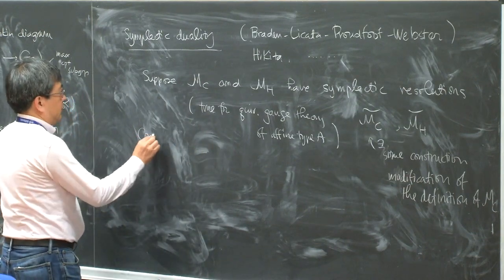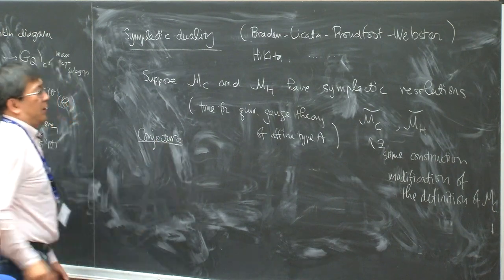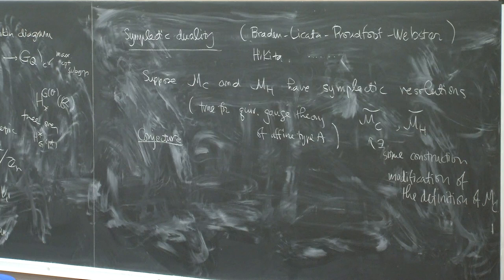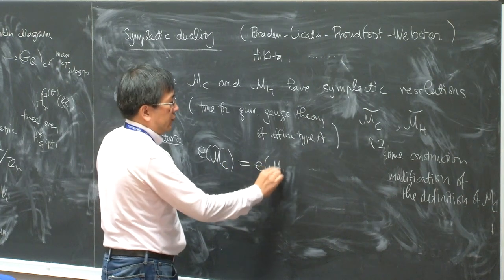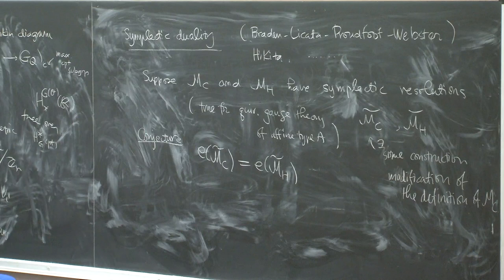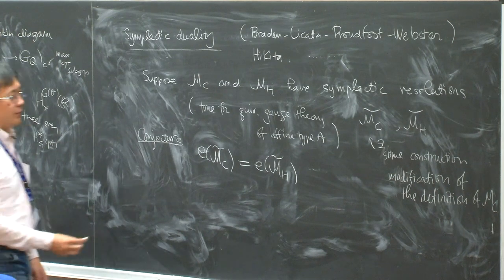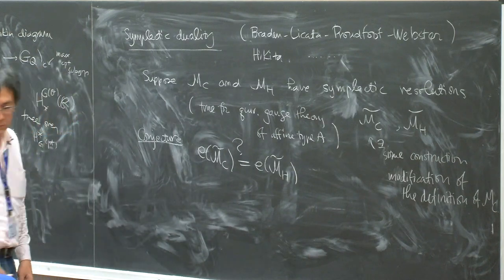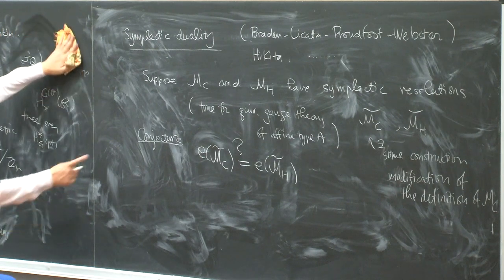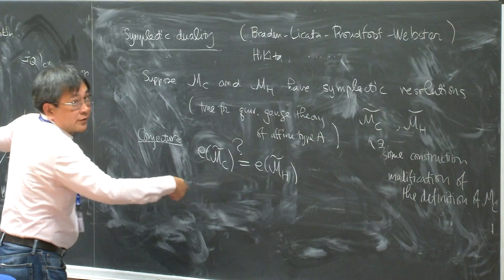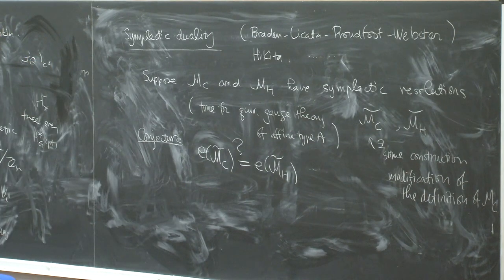Then, the conjecture in symplectic duality says the Euler numbers of the Higgs branch and the Coulomb branch are the same. So this is the conjecture. Let us check the simplest case. For affine type A, I can compute both sides and they match. So this is true. I just compute for the simplest case, the case of the Jordan quiver.